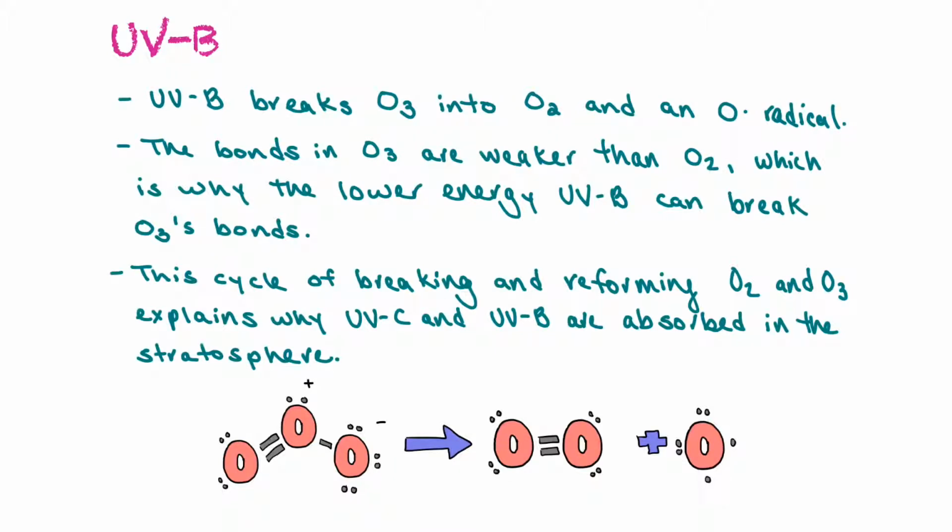UVB breaks ozone into oxygen and an oxygen radical. The bonds in ozone are weaker than oxygen, which is why the lower energy UVB can break O3's bonds. And this cycle of breaking and reforming oxygen and ozone explains why UVC and UVB are absorbed in the stratosphere. So the UVC is stopped by oxygen, and then that allows the formation of the ozone, which will then stop the UVB.